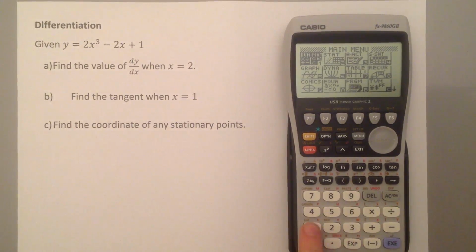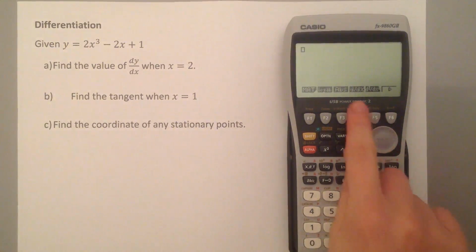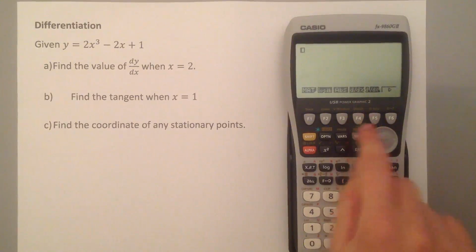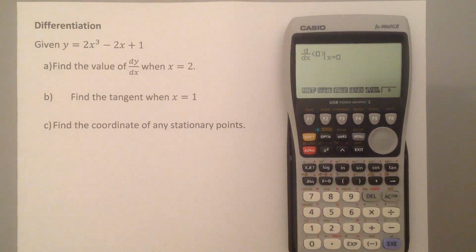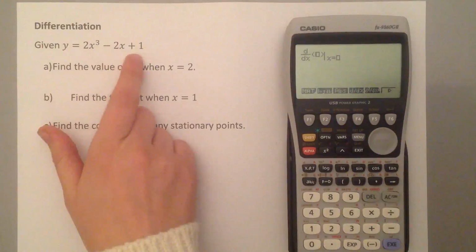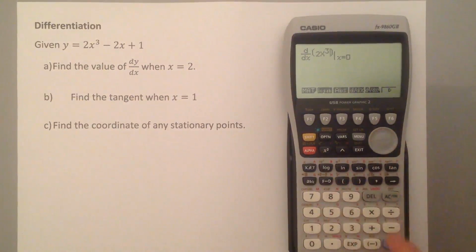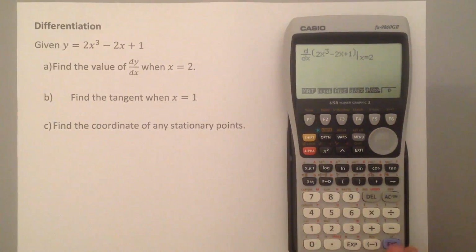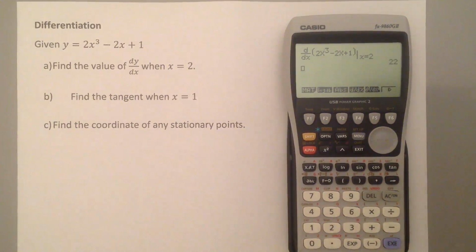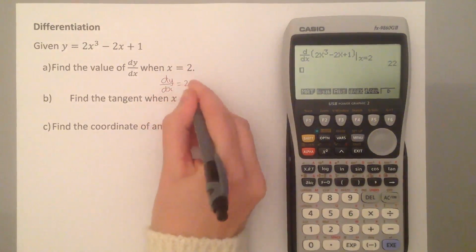So I could do this in mode 1, and if I go to F4, which is math, you can see that we've got two differential options. F4 is the first derivative and F5 is the second derivative. This question I just want the first derivative, so I can press that. Comes up with a nice box, so in this box you type in the original function. So I've got 2x cubed and then minus 2x plus 1. Then once you've typed in the function, press across so it takes you to the x box, type in x equals 2 and press execute. So it tells me that dy dx is equal to 22 when x is equal to 2.